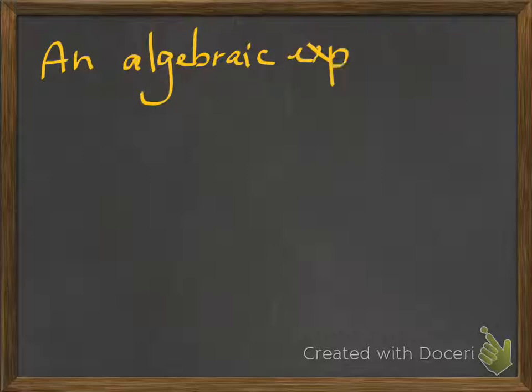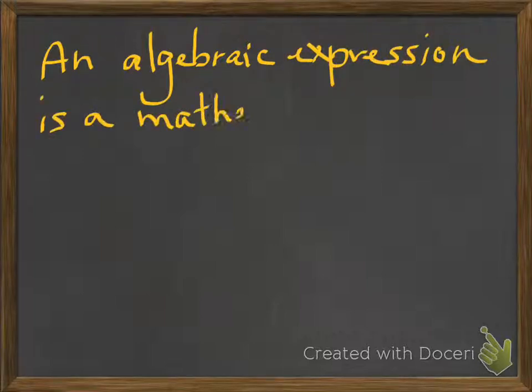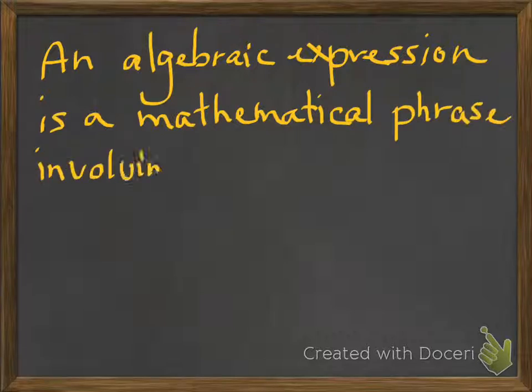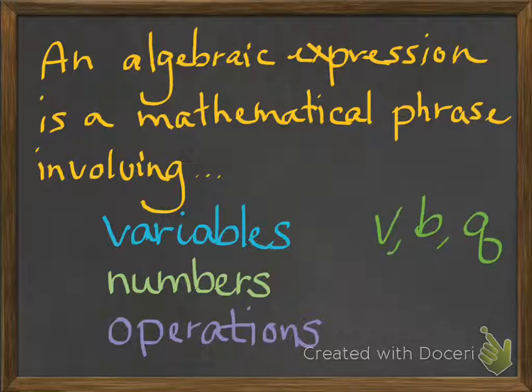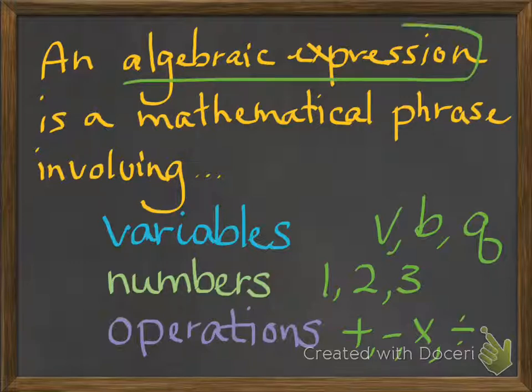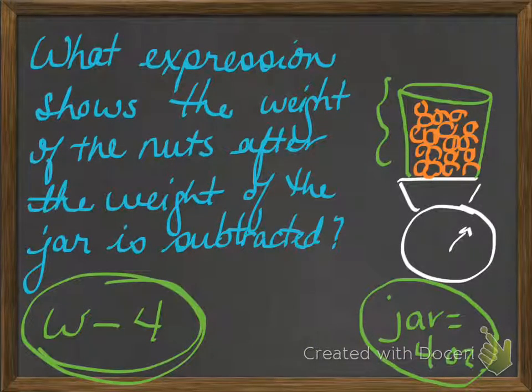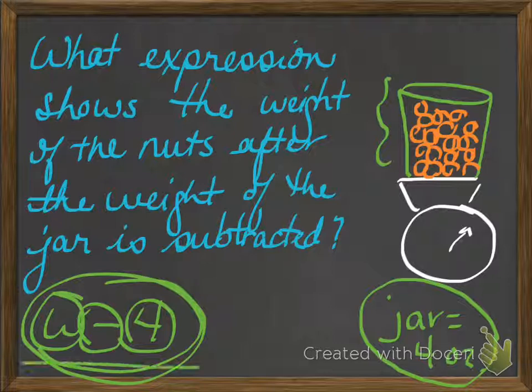So here's a definition of an algebraic expression. An algebraic expression is a mathematical phrase involving variables, numbers, and operations. Okay, so it has to have a variable like a letter, like a V or a B or a Q. It doesn't really matter. It has to have numbers like 1, 2, 3, and so on. And it has to have an operation like plus sign, minus sign, multiplication, or division. It has to have all 3 to be an algebraic expression. So looking back at mine, I see I have a variable, I have an operation, and I have a number. This is an algebraic expression.